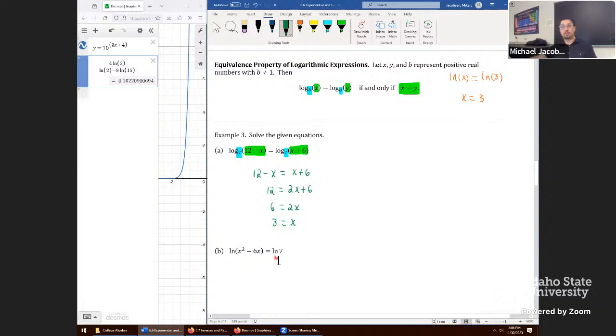This is natural log, so they both have the same base of e. I'll just highlight the whole thing. That means all of this has to be equated, and it follows that x squared plus 6x is now 7. So we're just equating the inputs to the logarithms. If you have two logarithms to the same exact base, this is always the best way to go. But now it's a quadratic equation, so we need 0 on one side.